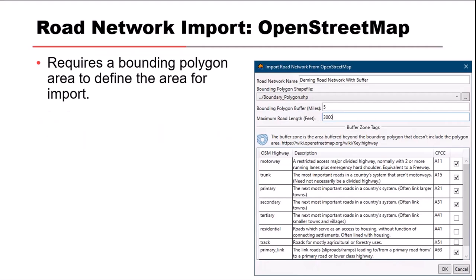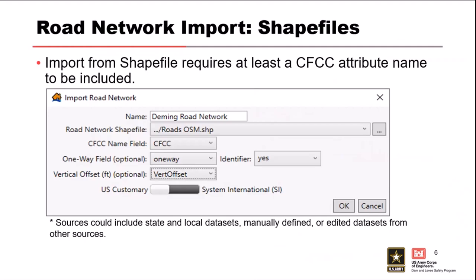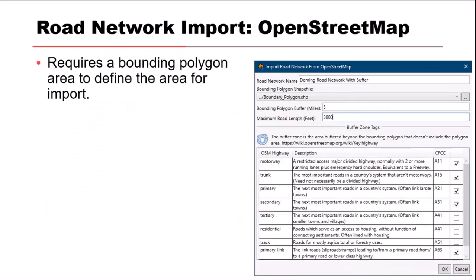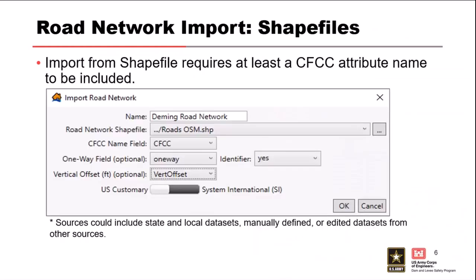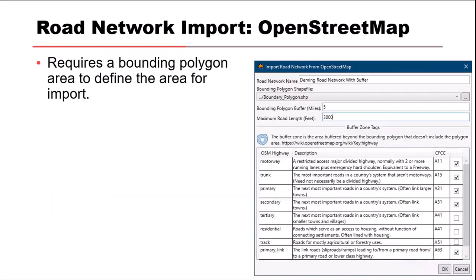I'll go back one. This is for importing a road network. Import from OpenStreetMap goes to the web and pulls it down from the web. And then import from a shapefile. So if you had your own in a shapefile, you would just use the import from shapefile option, and what you would need to define is your CFCC name field, which is your common feature classifications. So there are two different options. If you had your own, you would use this option. If you have OpenStreetMap, you don't have to really think about all that stuff. It's going to import it all for you directly.